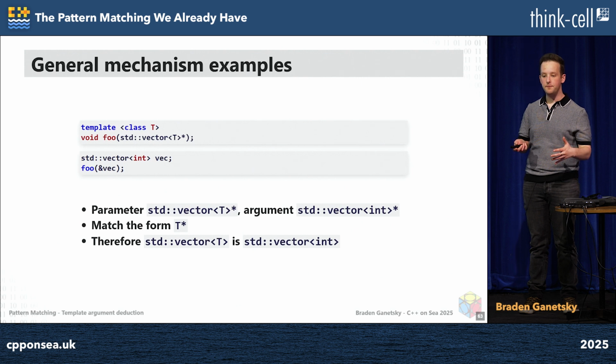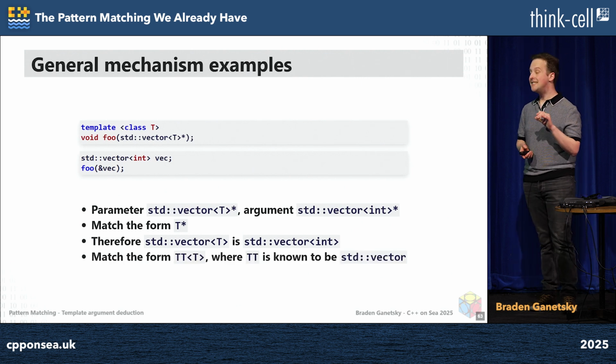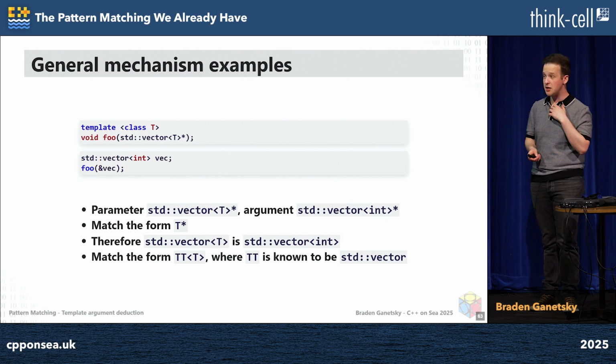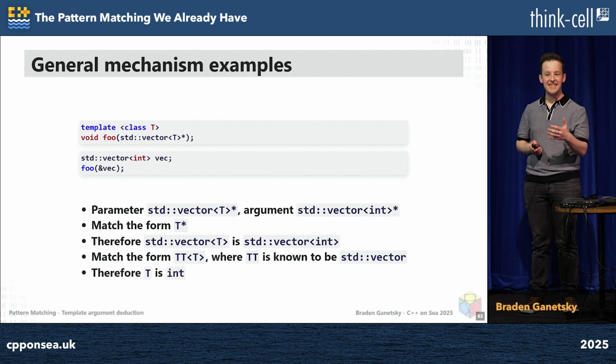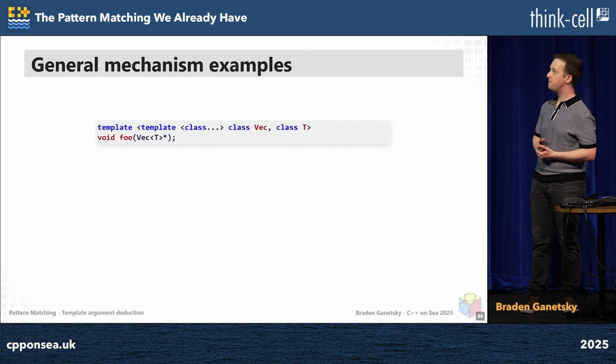We can keep going. They both match the form template of some type, where this TT template is known to be std::vector on both sides. And so we can just drop that, and so we can say T is int. We just go down the line. There's only one template parameter, one template argument. We go down the line. Recursively, we have T is int. Great. Let's do another one.